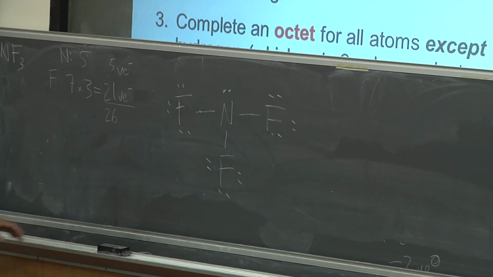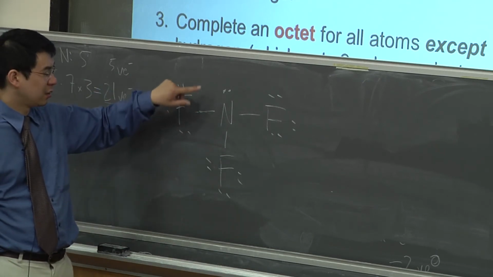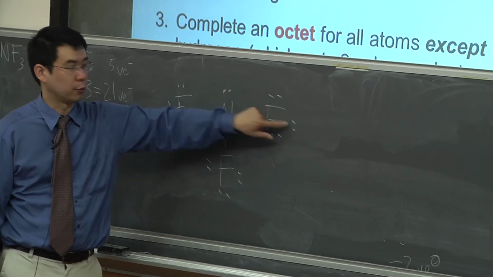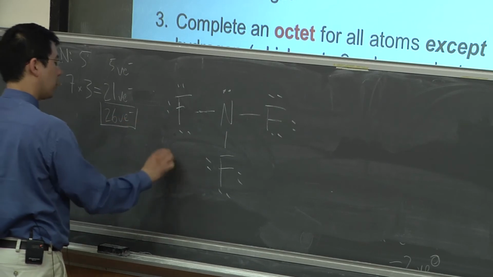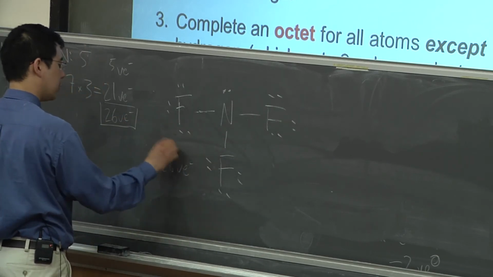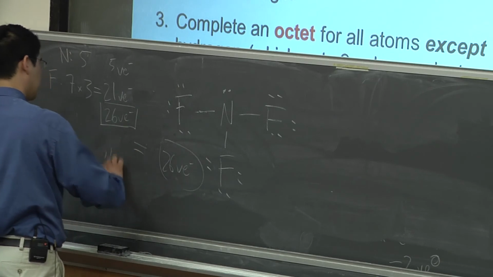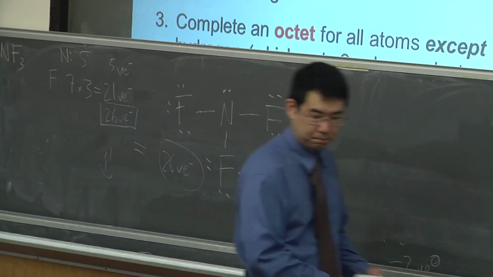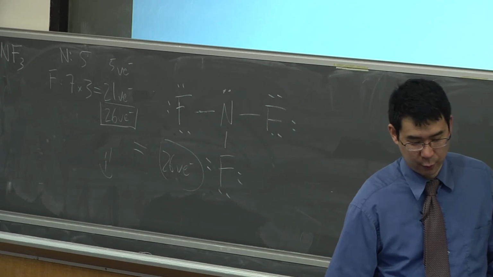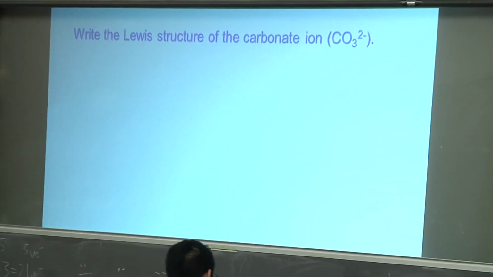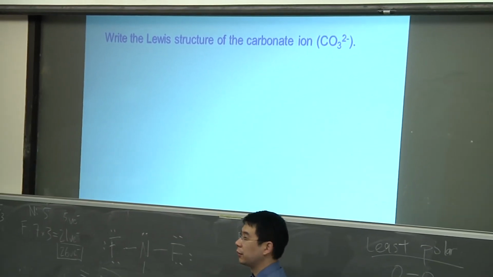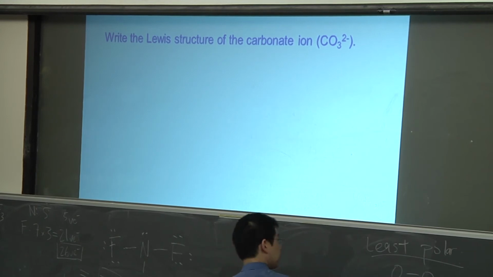And so now what we need to do is count and see if what we have here equals what we have here. So 2, 4, 6, 8, 10, 12, 14, 16, 18, 20, 22, 24, 26. So we have 26 valence electrons calculated, 26 valence electrons that we counted, and so they're the same, and so we're happy. And that's exactly what we did here. That slide that I just flipped through was exactly this.